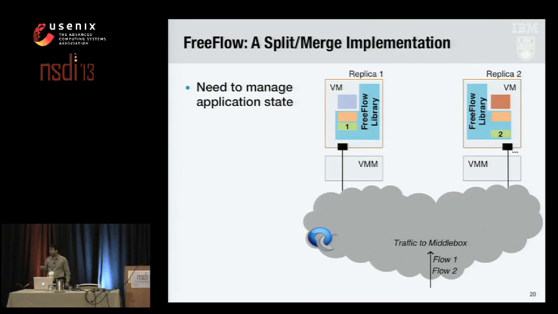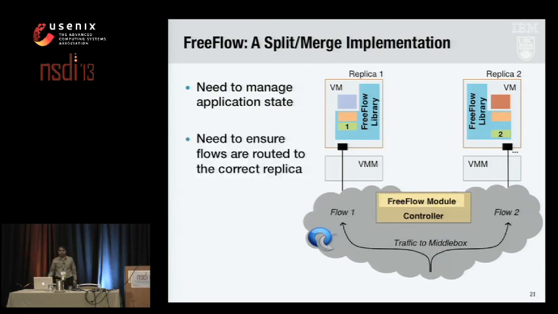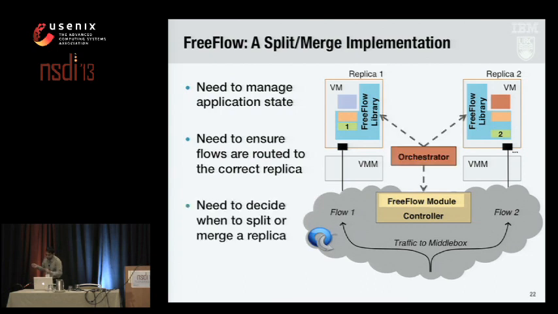Then we need to ensure that the flows go to the correct replica. So we added a module to the SDN controller that tracks the location of the flow states in every replica, and then programs a flow forwarding rule such that the flows reach the right replica. And finally, to bind all of these together into one big system, we have an orchestrator component that decides when a split or a merge operation happens. It implements various user-defined policies for elasticity.